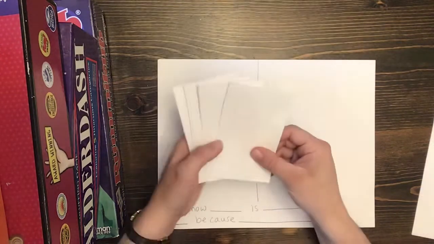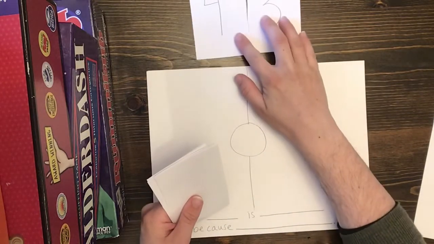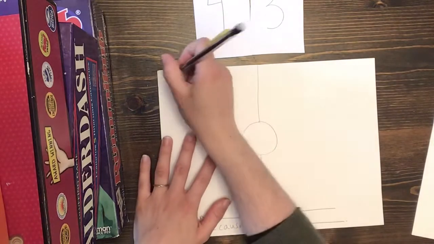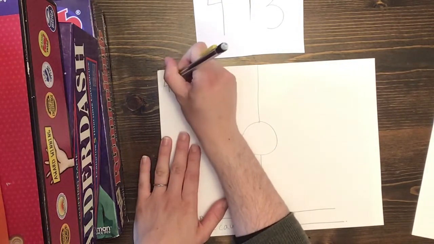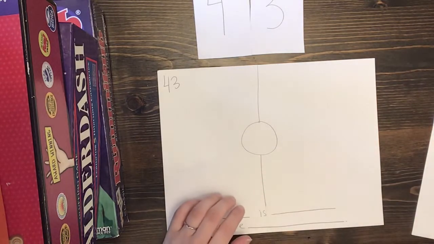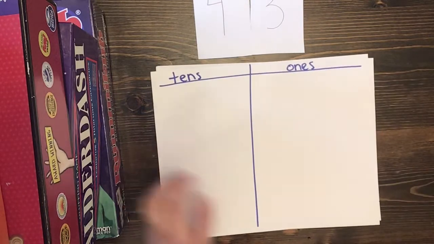Now, just like yesterday, I'm going to turn over 2 cards. 1, 2. And I'm going to write the number down. I'm going to choose one side that I want to write it on. I guess I'll write it on this side. This side will be for the number 43. Now, the first thing I need to do is take my counters and figure out how many groups of 10 and how many ones there are.